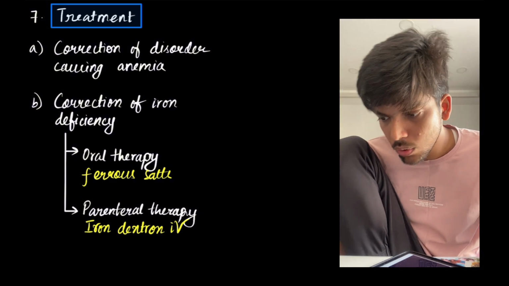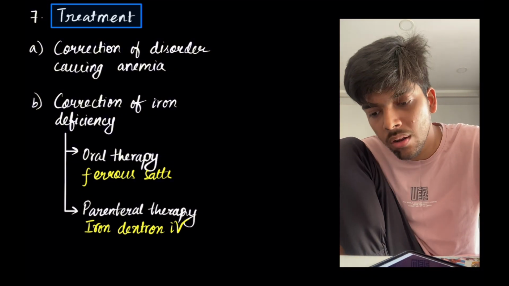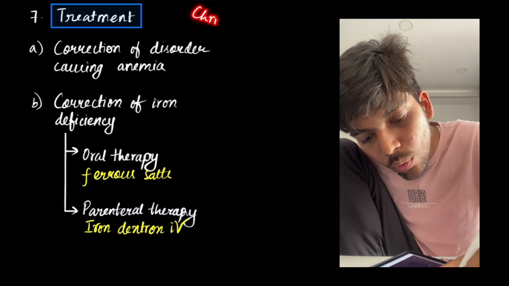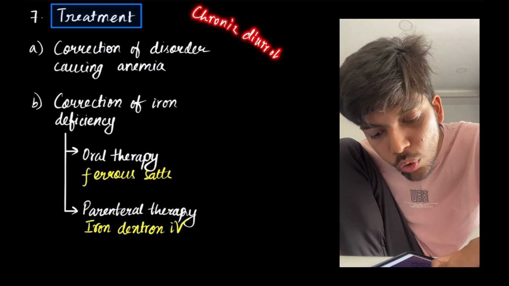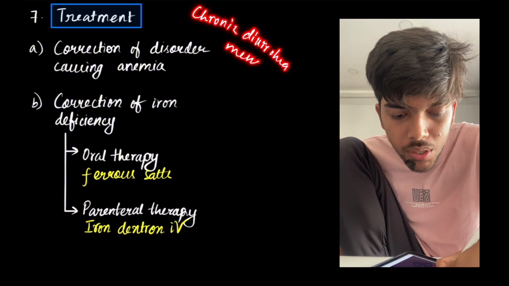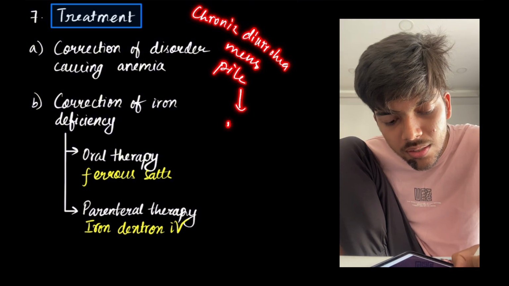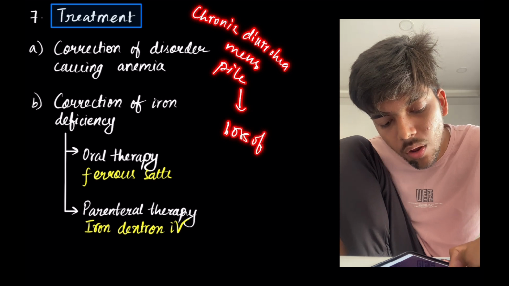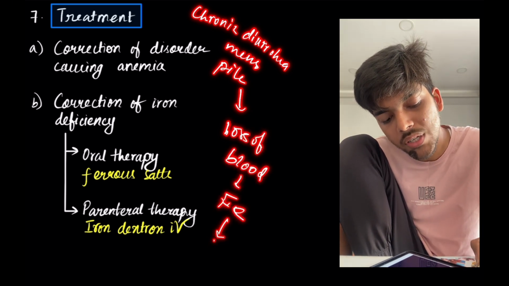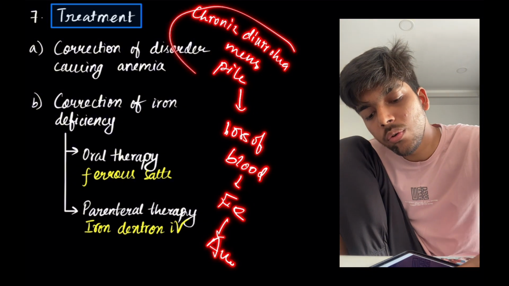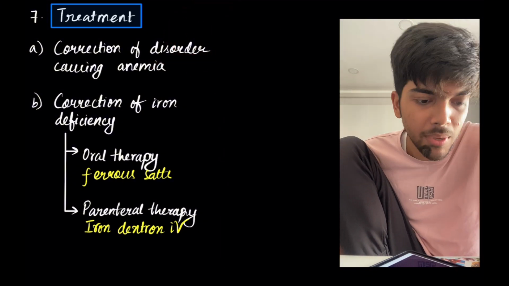Treatment. Iron deficiency anemia can be caused by some other disorder, for example chronic diarrhea, or maybe acute blood loss during menstruation, or maybe due to piles. Due to these reasons, there is loss of blood. When there is loss of blood, there is loss of iron, and this leads to iron deficiency anemia. So first we need to get rid of these disorders in order to cure iron deficiency anemia.